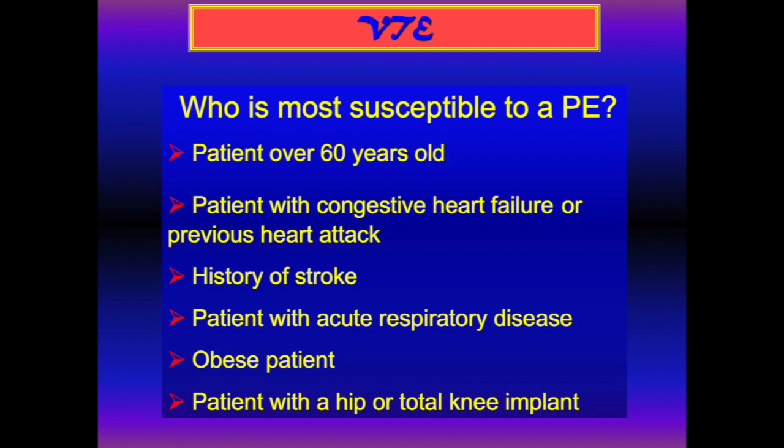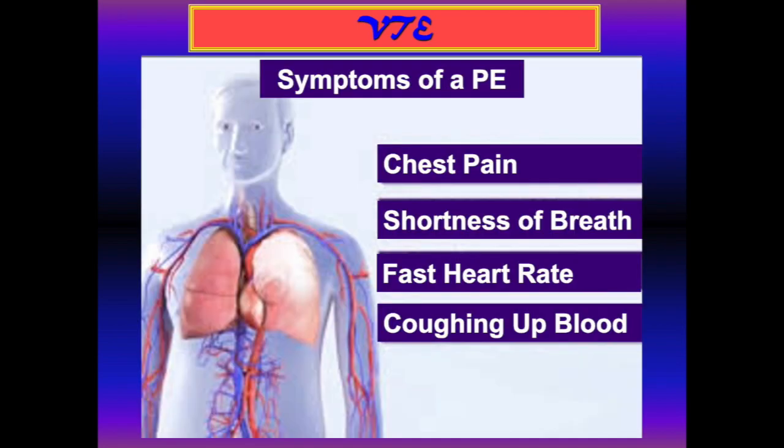It can be even younger patients, but just generally, somebody with a weak heart, congestive heart failure, previous heart attack, history of stroke, a patient with acute respiratory disease, they just don't have good circulation in their lungs, an obese patient, and a patient with a hip or knee replacement. So symptoms of a PE are chest pain, shortness of breath, a rapid heart rate, and coughing up blood.